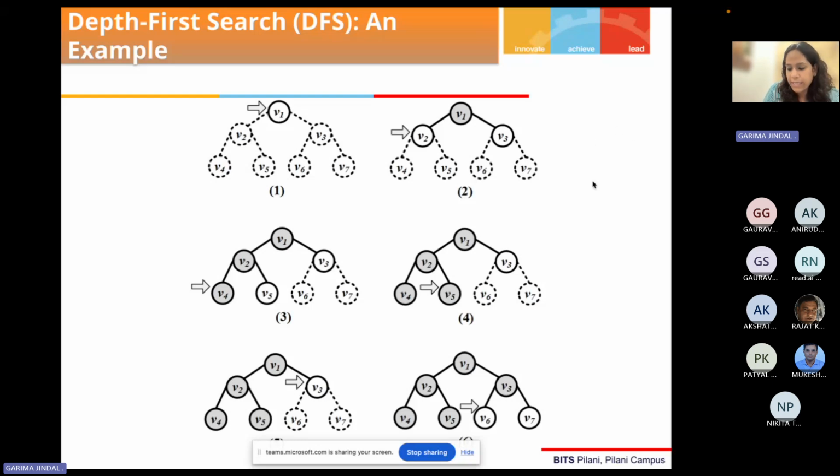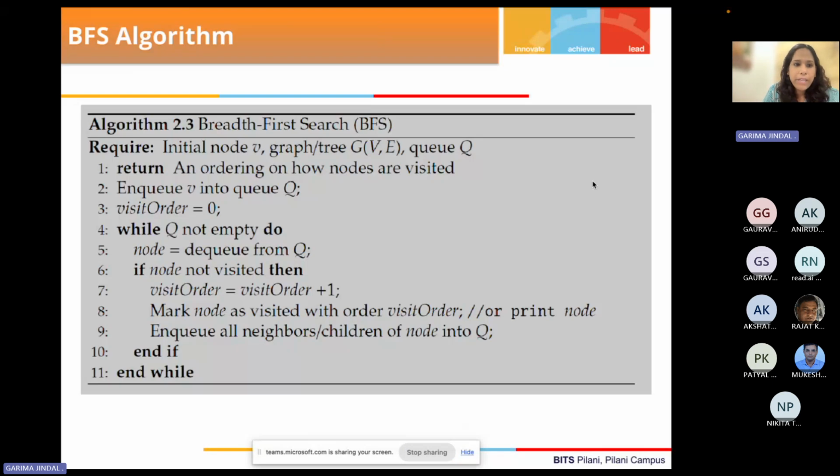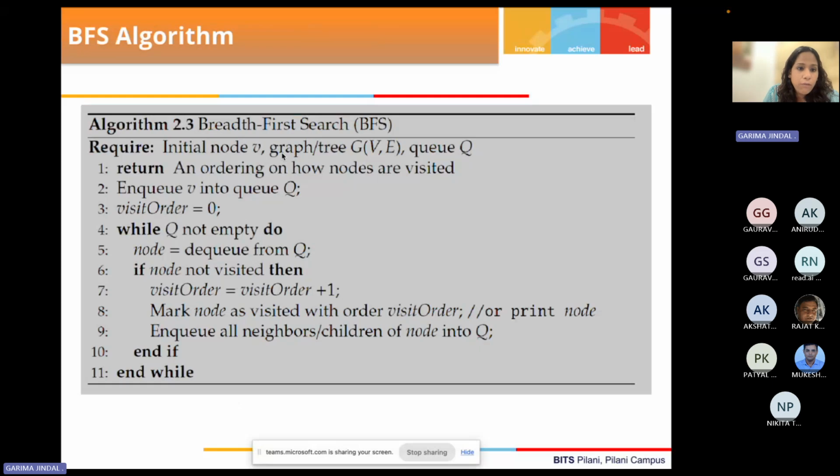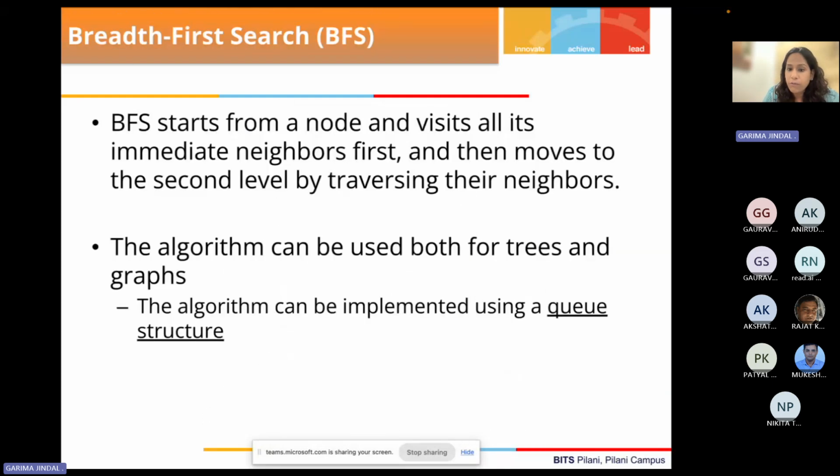I'll go to the next example. Since you have already covered these algorithms, breadth first search and depth first search, I'm not going into much detail of these two algorithms. So let's go through the example. We will start with V1. We will traverse all the neighbors of V1. The neighbors of V1 are V2 and V3. Now starting from V2, we will traverse all the neighbors of V2, then all the neighbors of V3, and so on. This is how we do breadth first search, and I've already told you how we do the depth first search.